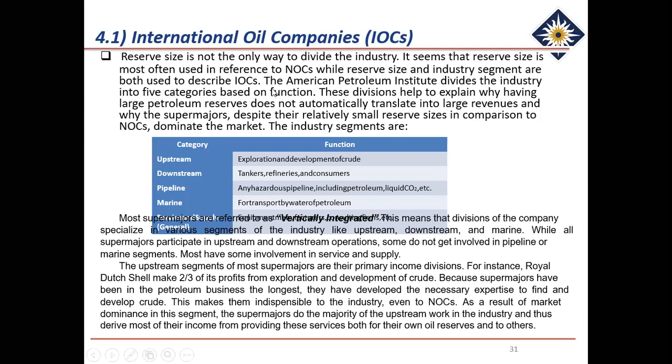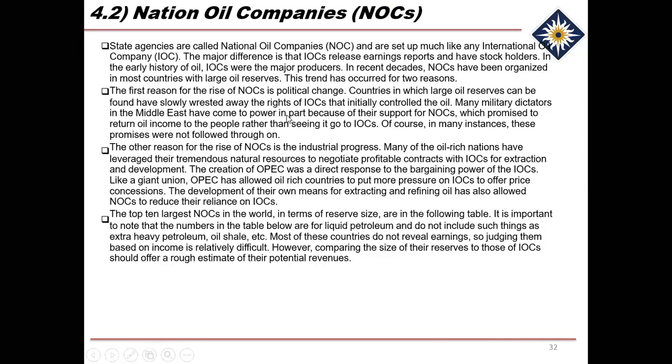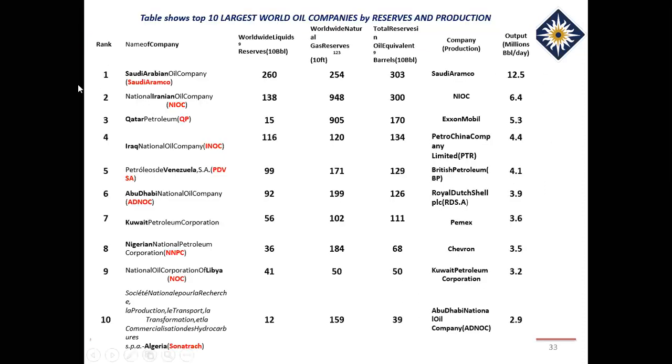So there are so many activities that these companies are doing. Most of them are also involved in downstream, in pipeline. So these international oil companies have a lot of activities at the same time. Then we have the national oil companies, as I said. So let's look at some of the national oil companies.